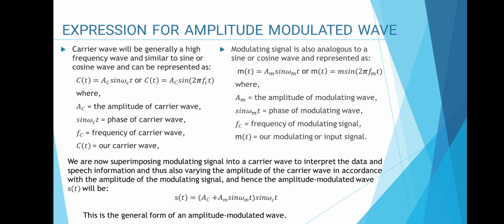Now, superimposing the modulating signal onto a carrier wave to carry the data and speech information, we vary the amplitude of the carrier wave in accordance with the amplitude of the modulating signal. Hence, the amplitude modulated wave s(t) will be (Ac + Am sin ωmt) sin ωct. This is the general form of an amplitude modulated wave.